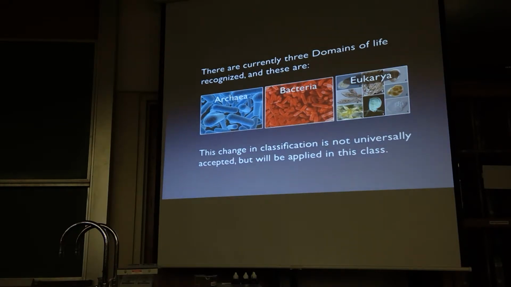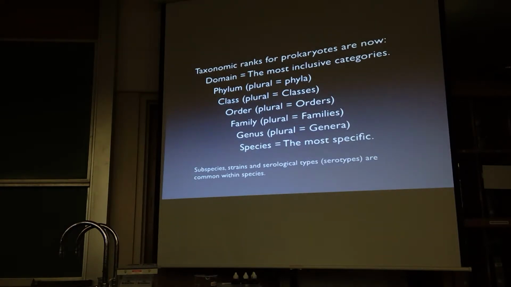This is not universally accepted. Lots of biology textbooks don't talk about domains. But if you are in microbiology, we have to talk about domains because it's very, very important. The archaea and the bacteria are not in the same category. They're very different. So there's our taxonomic ranks again: domain, phylum, class, order, family, genus, species.